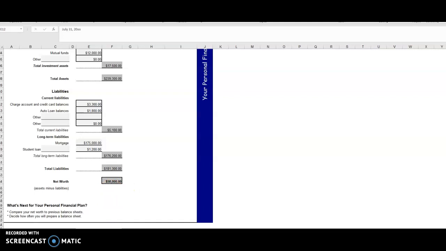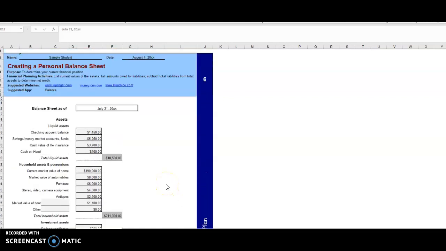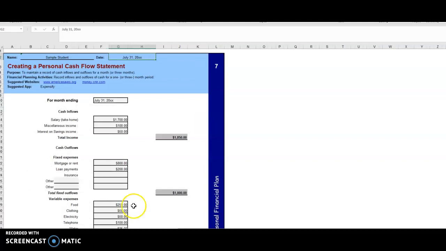So let's look at the next statement, the personal cash flow statement. The cash flow statement, or income and expense statement, as it's sometimes known, is here, the cash flow statement for the month ending July 31st. That is for a period of time: 1 month, 1 quarter, maybe semi-annually, 1 year, usually on a monthly basis.